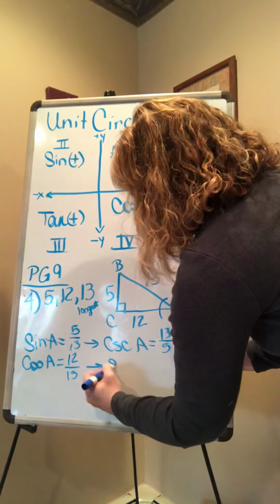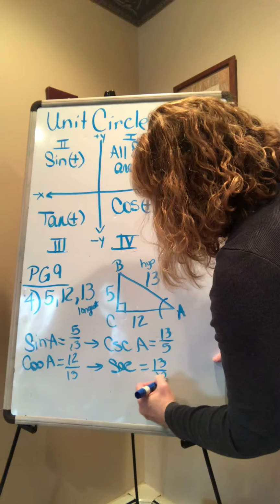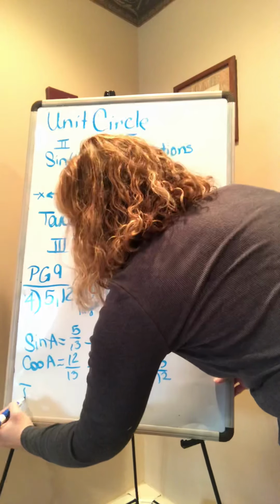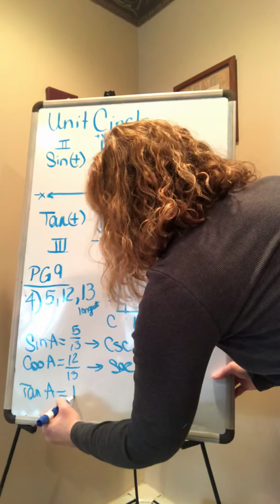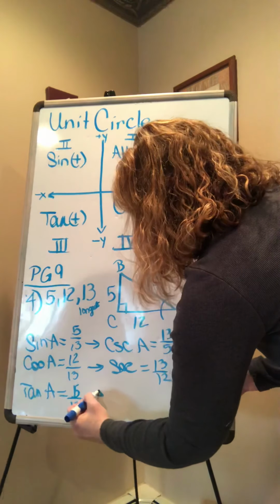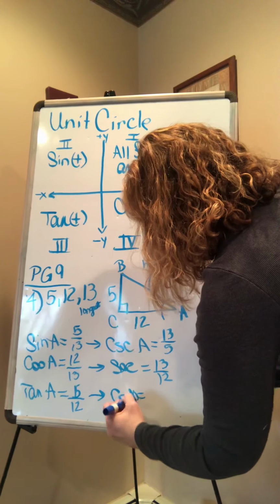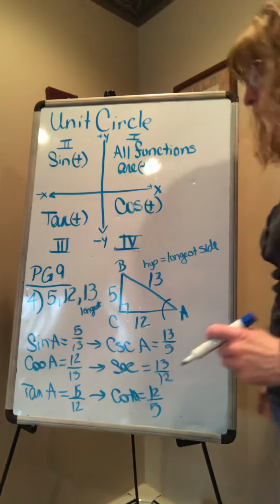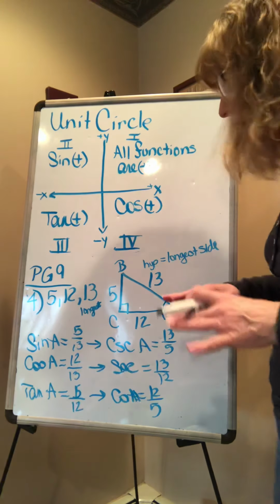And if I give you the cosine of A, I would have 12/13. And the reciprocal secant is simply 13/12. And then tangent, opposite to adjacent, tangent of A, and that would be 5 to 12, and then my flip cotangent would be 12/5. So once you know one, you know them all.